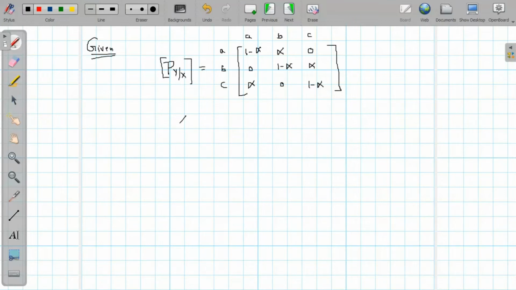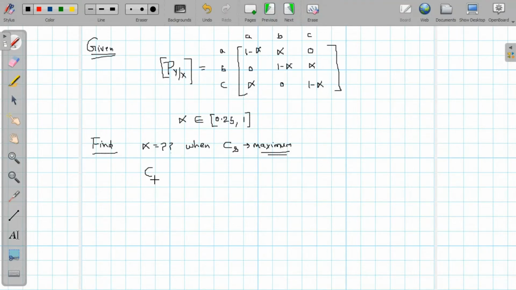Next thing, it is given that alpha belongs to the range 0.25 to 1. And what we have to find out is the value of alpha when the capacity of the channel, that we represent by C, is maximized or maximum. So now let's calculate this value of alpha for which this capacity is maximum.